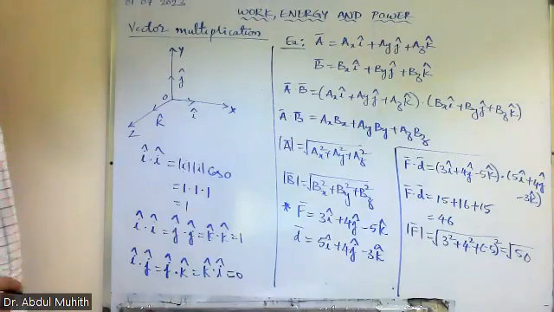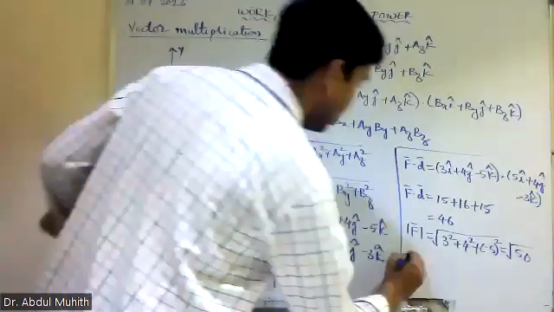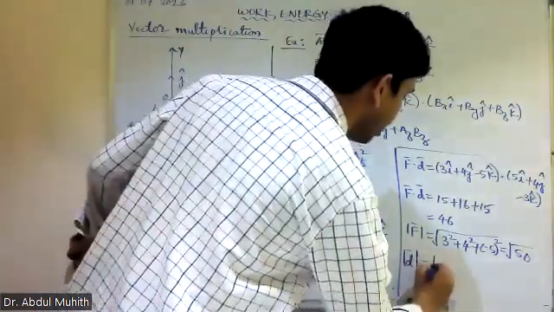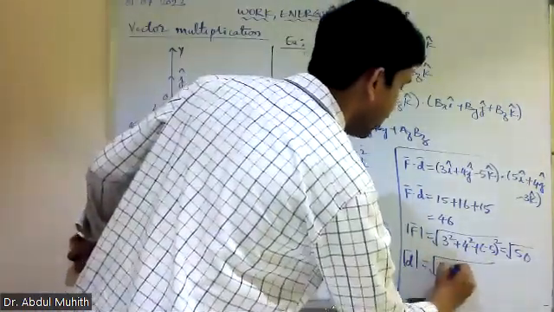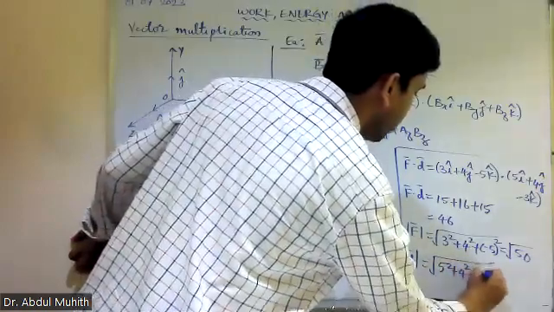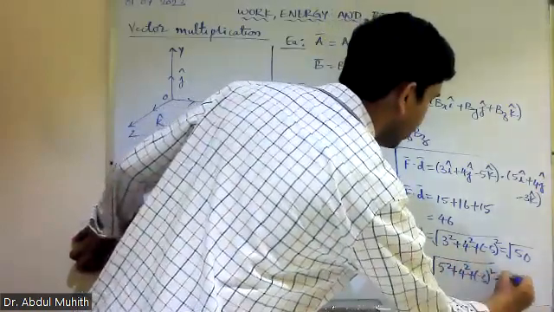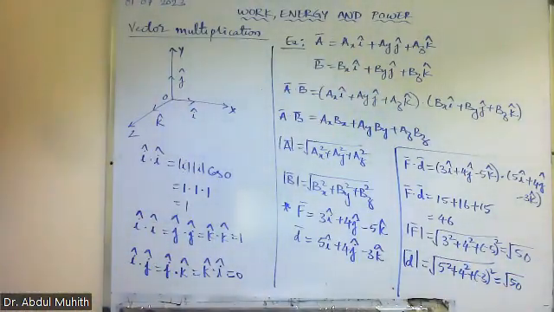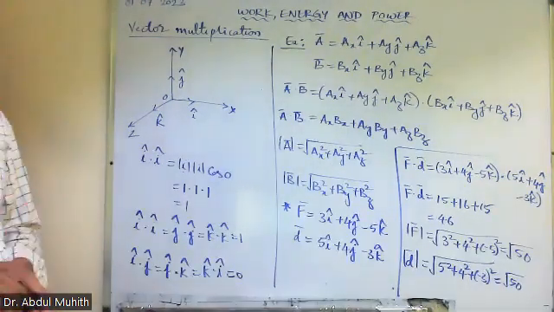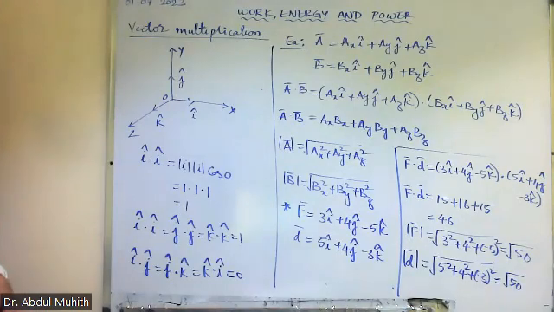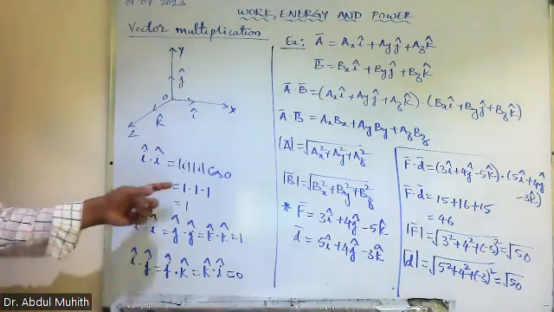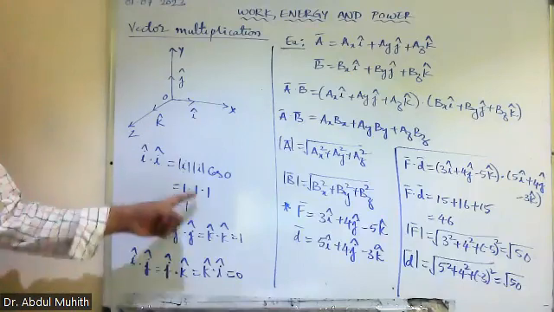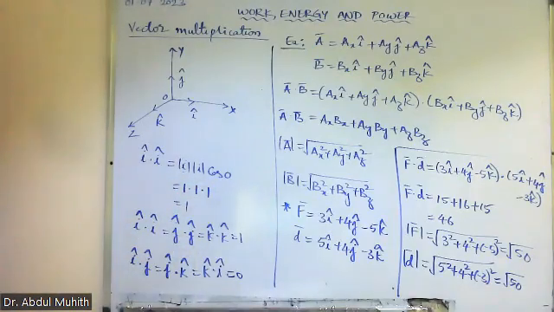Yes, sir. Okay. Now D here is how much? Equal to under root of 5 square plus 4 square plus minus 3 square, which is equal to root 50. Understood now? Did you understand this concept? I dot I is equal to I into I cos theta. I is 1, then cos 0 is 1. Is it clear?